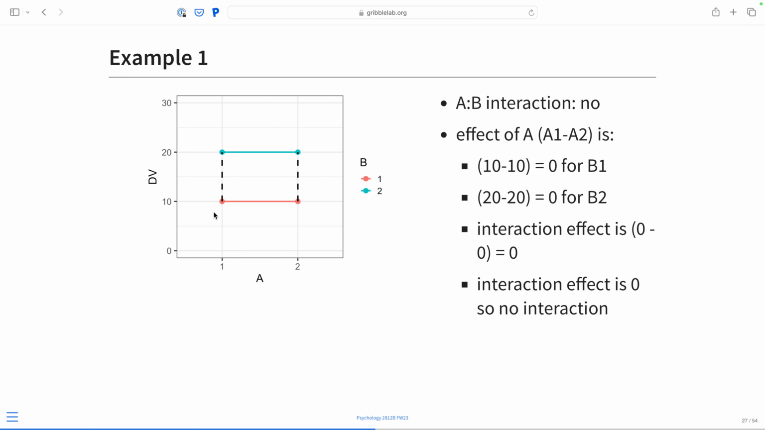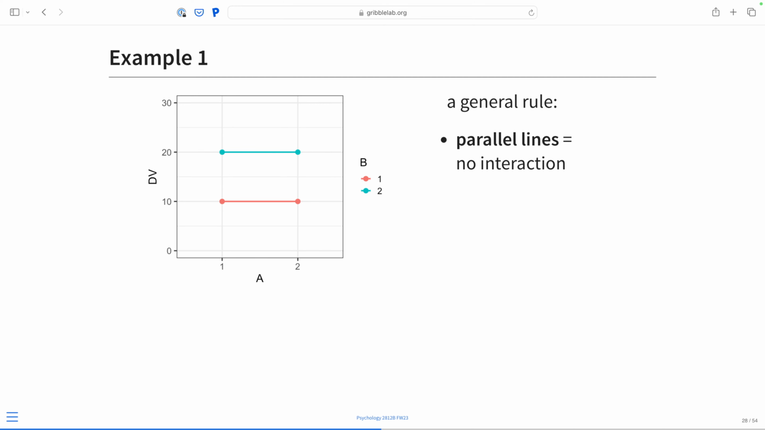The effect of A, so going from A1 to A2, does not depend on the level of B. A1 to A2, it stays at 10. B1 to B2, A1 to A2 within B2, it also stays the same. So those differences are also not different. So there are no difference of differences, so there's no interaction effect.